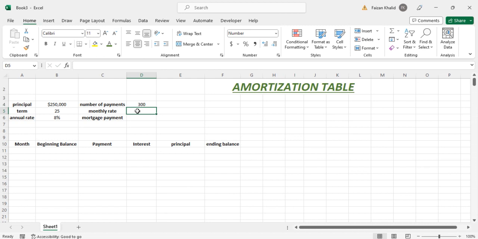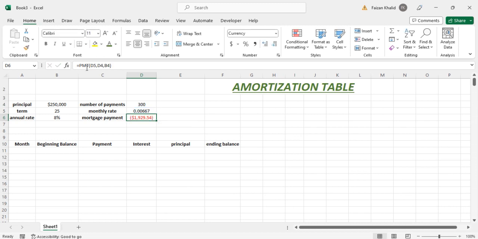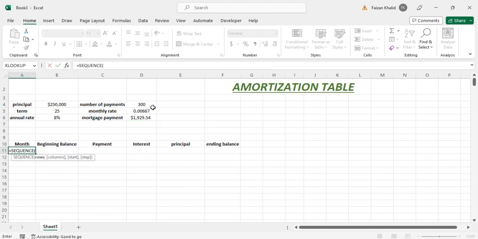And for the monthly mortgage payment, we have a formula. The formula is PMT. So we have the rate, the number of payments, and the principal amount. For the principal amount, we have to show it as negative. Remember, right? Okay, so I'm going to apply the formula sequence, and I'm going to take the reference of it.